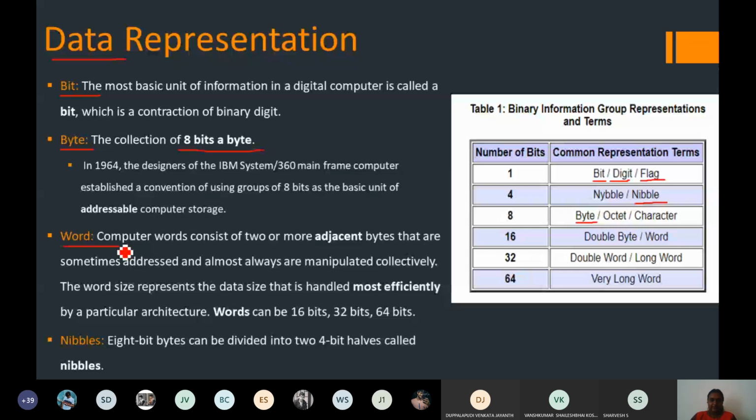And what is a word actually? A word is an architecture-dependent unit made of 2 or more adjacent bytes of information. For example, 4 plus 4 plus 4 plus 4, that is 16 bits of information, is called a word. Words can be of 16 bits, 32 bits, 64 bits. Nibbles are the 4-bit halves of a single byte.